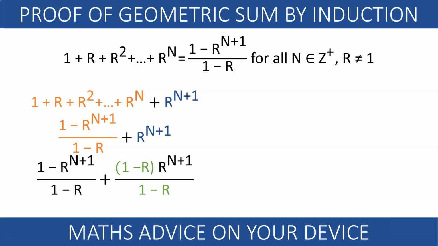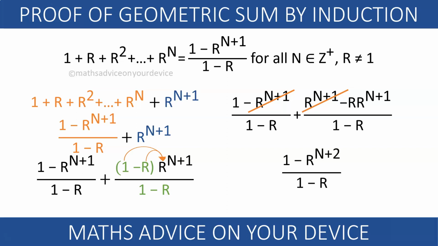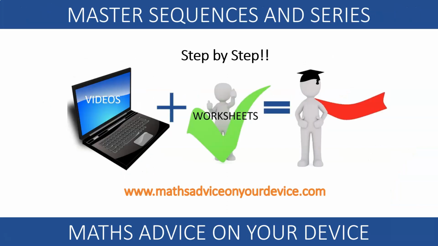So 1 times r to the power of n plus 1 minus r times r to the power of n plus 1. These two terms cancel each other out, and we are left with 1 minus r to the power of n plus 2 over 1 minus r, which is the formula for the sum of the first n plus 1 terms. Sums are very important.